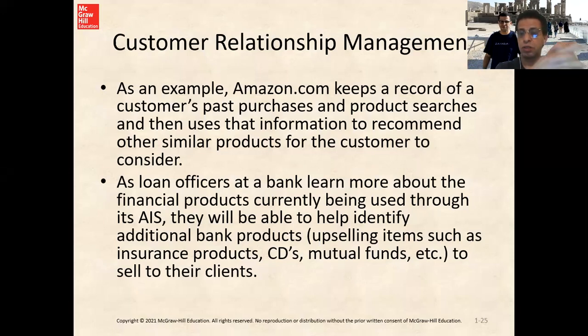We can bring in the Technology Evaluation Centers as a CRM, BMW has their CRM, but also a CRM where a loan officer at the bank learns more about the financial products currently being used through its AIS. Then they will be able to help identify additional bank products. So CRM should also be connected to AIS to do upselling of items such as insurance products and mutual funds to sell to their clients.